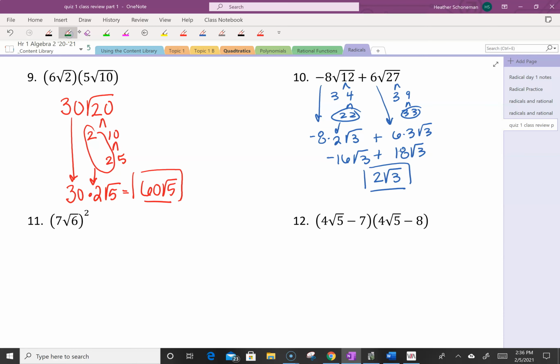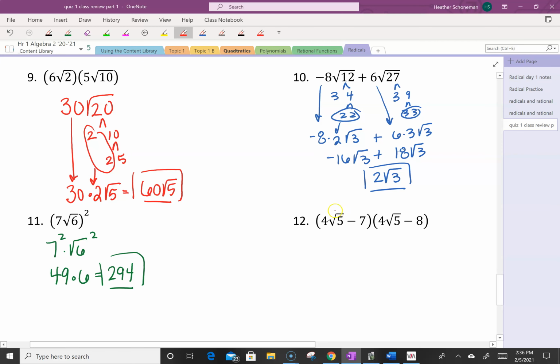Number 11, we square them, we just square each term. So this is 7 squared times the square root of 6 squared. So we have 49 times 6, and 49 times 6 gives us 294.